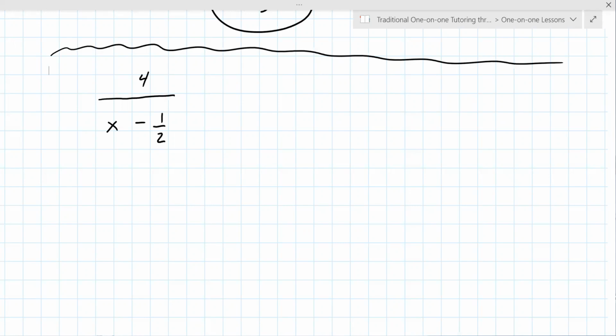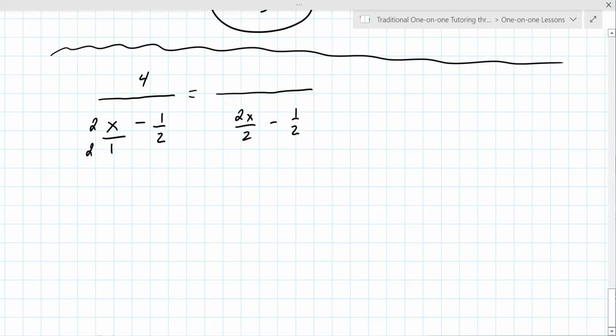How are you doing on this one, Paige? Slightly confused. Okay, so we're looking at the bottom here. How do you write x as a fraction? X over 1. You can always write it over 1. Now what do you need to do to make a common denominator? What does this 1 need to become to match the 2 on the right? 2. So you multiply the top and bottom by 2, and you get 2x over 2 minus 1/2.